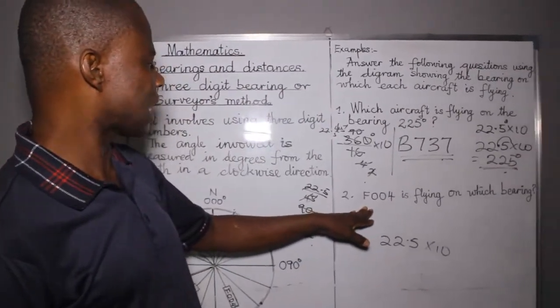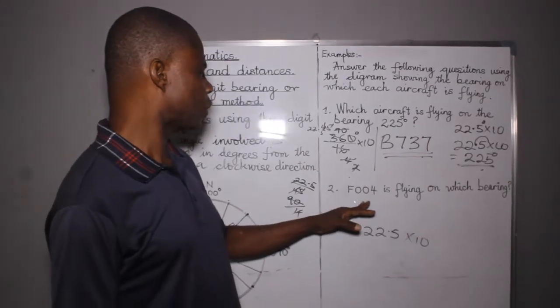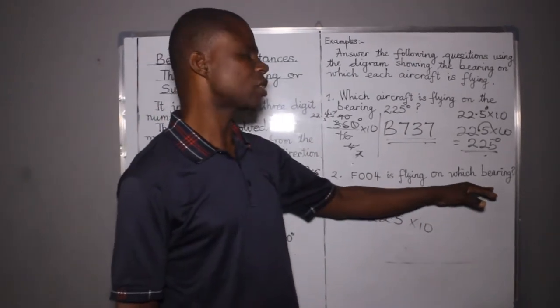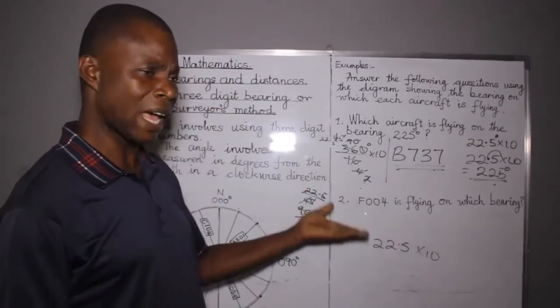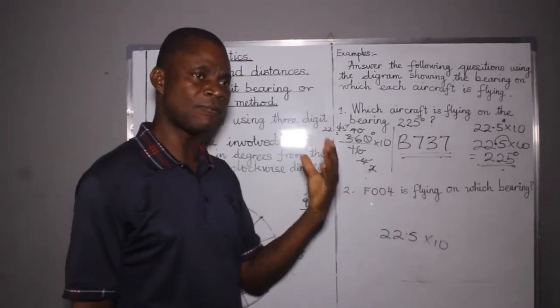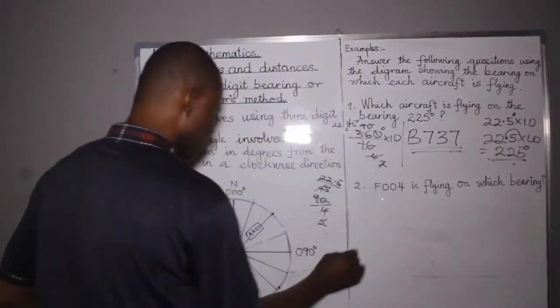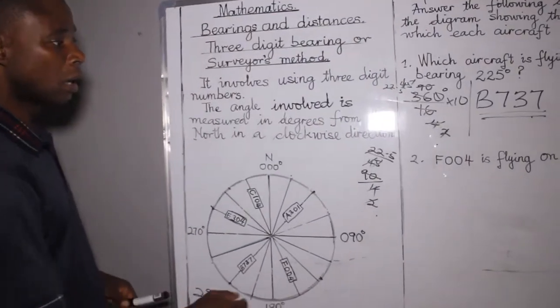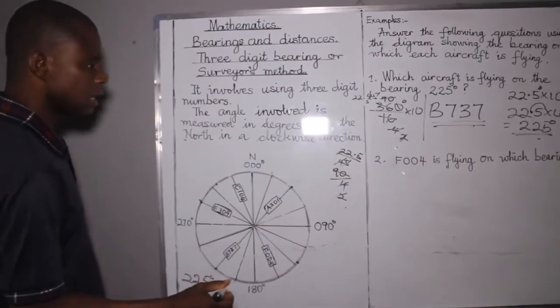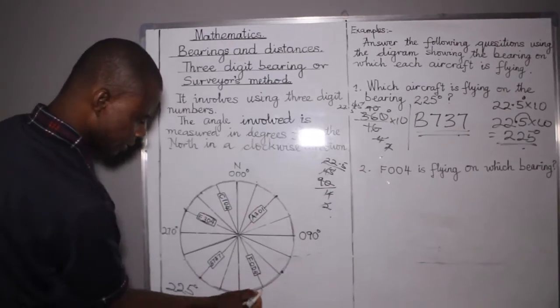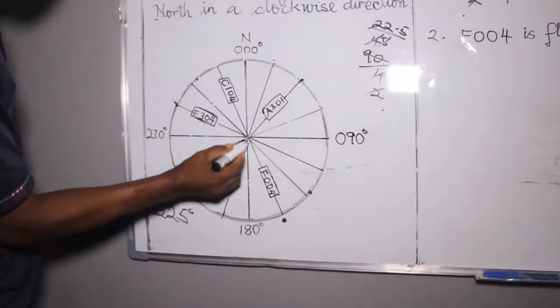Now, number 2 is asking us, F004 is flying on which bearing? That is, the aircraft with this number is flying on which bearing? To find this, what do we do? Where is F004? Here it is. F004 is on this.